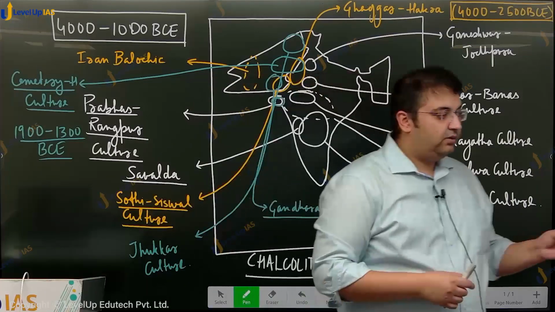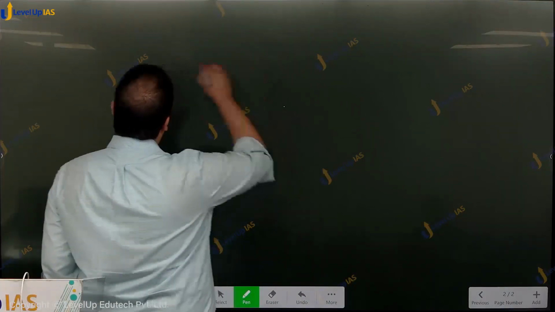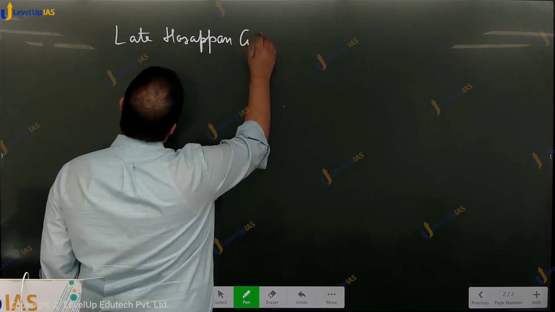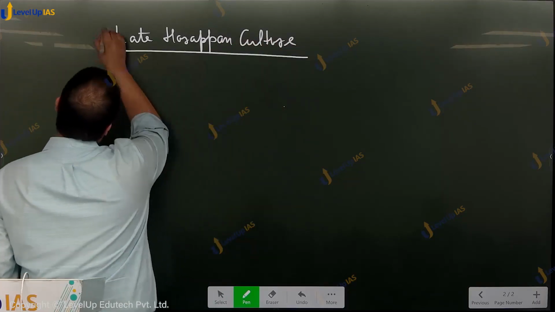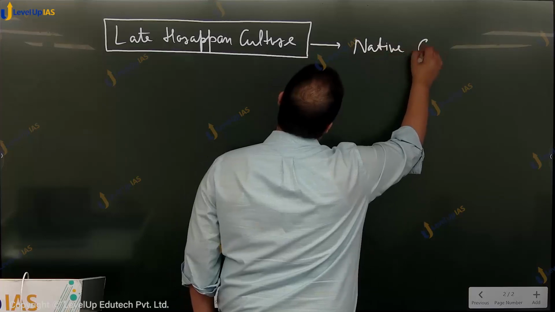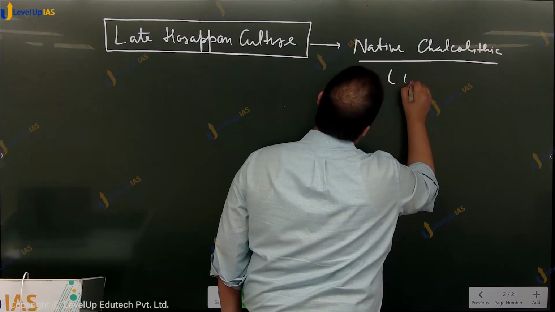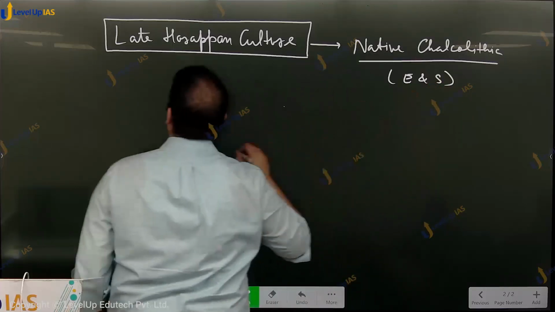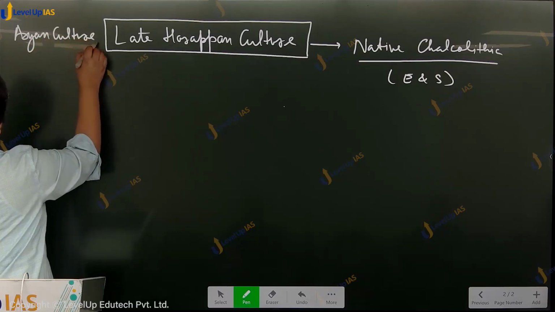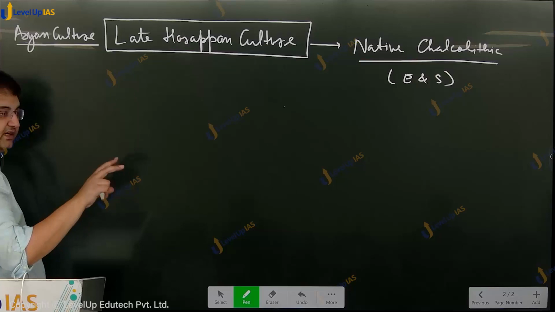Integration of cultures. So the process happened such that late Harappan culture formed the common link between the native Chalcolithic, which lay towards the east and the south, and the Aryan culture, which started emerging in the subcontinent in the northwestern part from around 1500 BCE onwards.